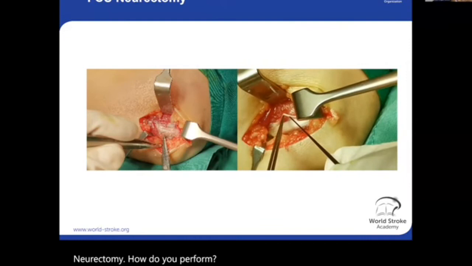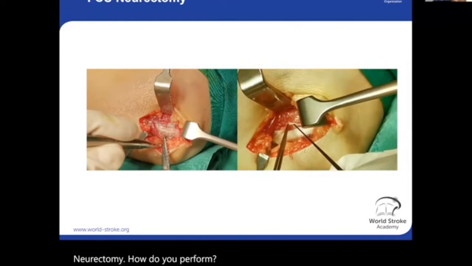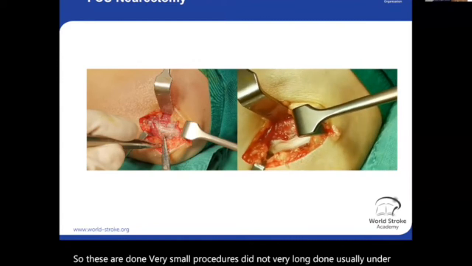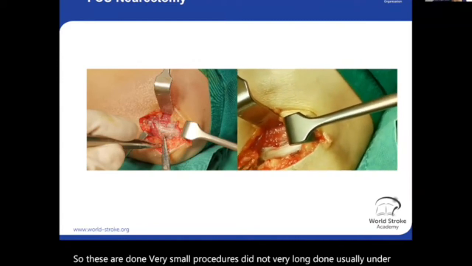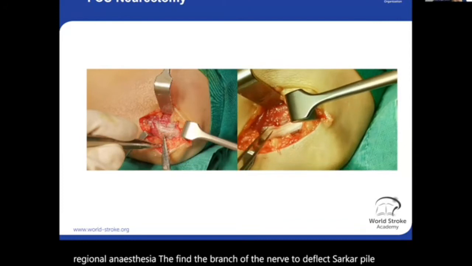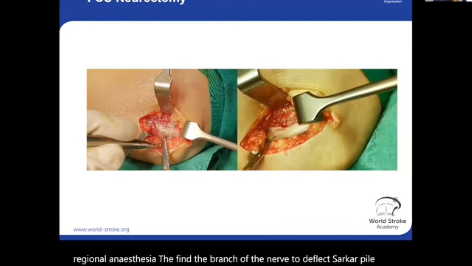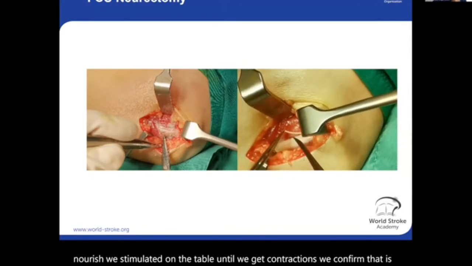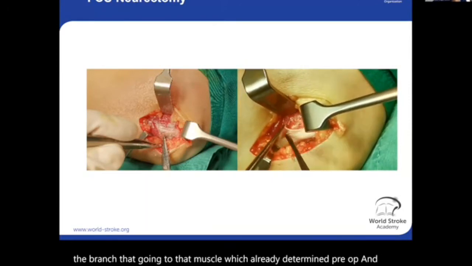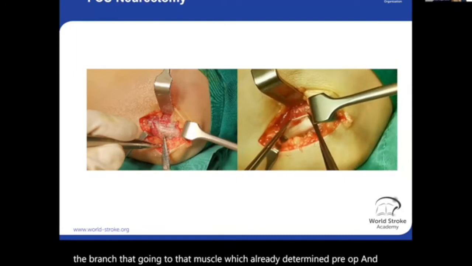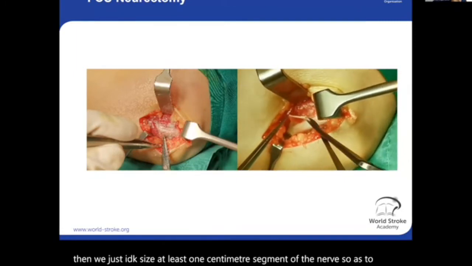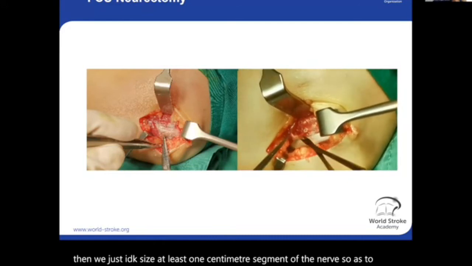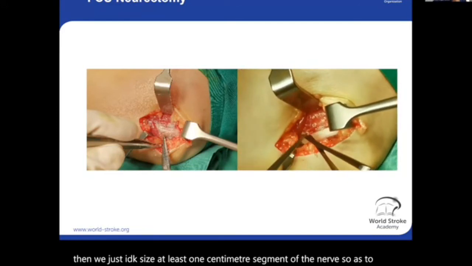They're not very long, done usually under regional anesthesia. We find the branch of the nerve to the flexor carpi ulnaris. We stimulate it on the table until we get contractions. We confirm that that is the branch going to that muscle, which we already determined pre-op, and then we just excise at least a 1 centimeter segment of the nerve so as to prevent axonal regeneration and reinnervation. So this reduces the motor input into the flexor carpi ulnaris.